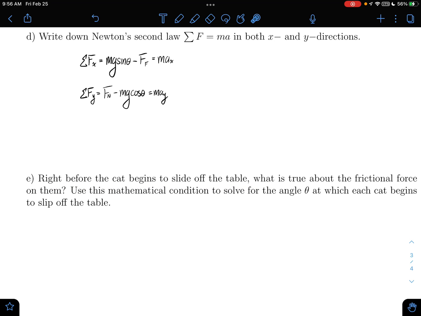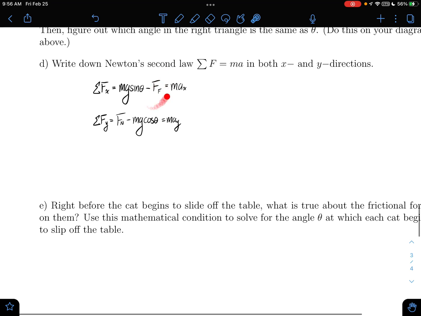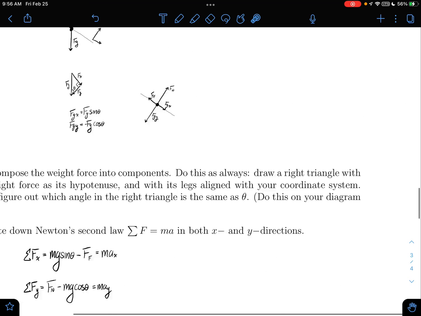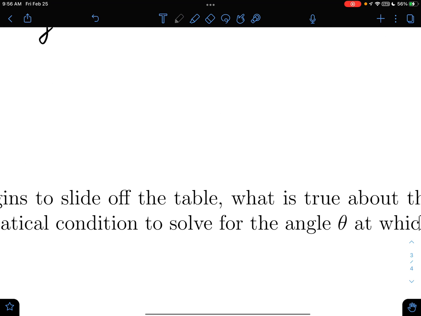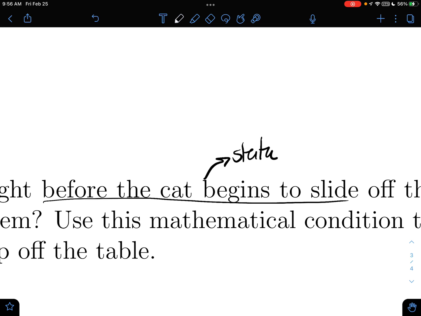Right before the cat slides off the table, what's true about the frictional force? Right now I've just been labeling it as general friction. But right before our cat starts sliding, it hasn't started moving yet. So first of all, we know before it begins to slide, it's going to be static friction, because it hasn't started moving.